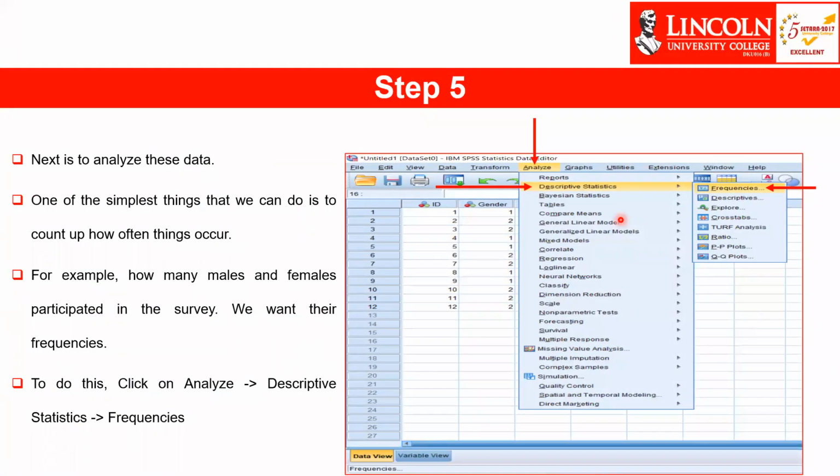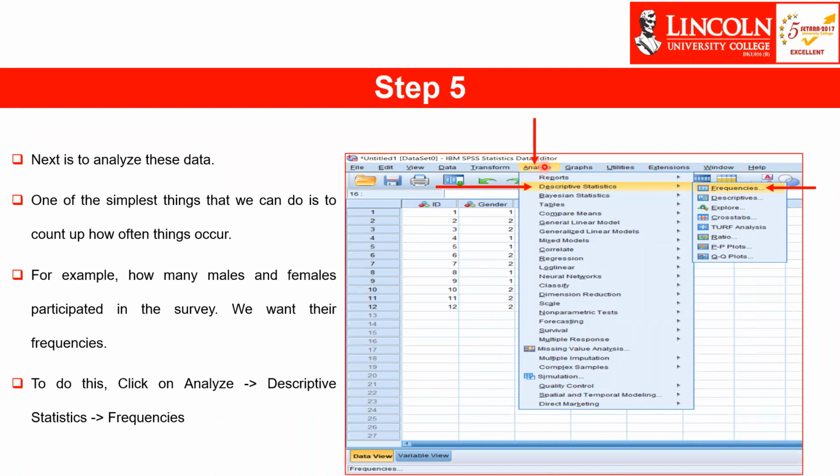Now, after you have done that, the next thing is to analyze this data. Let's perform some kind of analysis. One of the simplest things that we can do is to count how often things occur in this particular data set. For example, we can check how many males and females participated in the survey. So we want to see their frequency. To do that, all you need to do is to click on this Analyze tab from your SPSS data editor window.